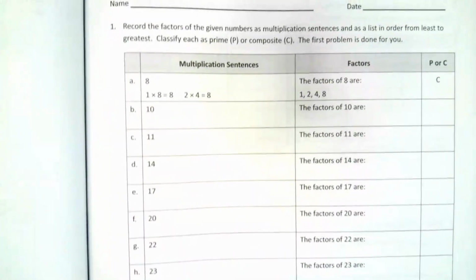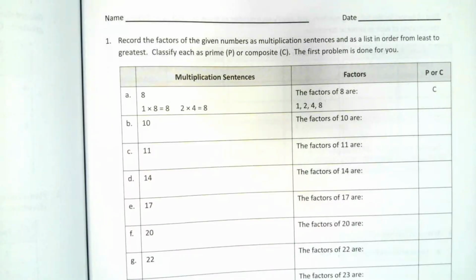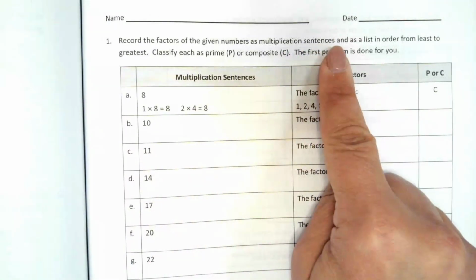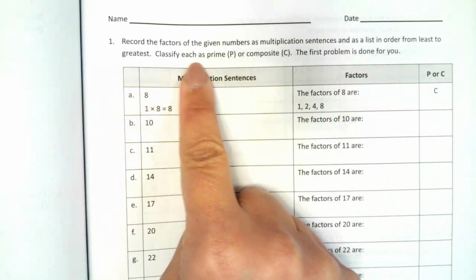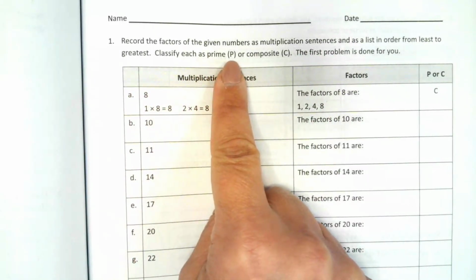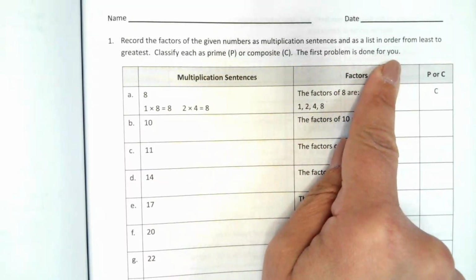Let's work on some homework problems. It says, record the factors of the given numbers as multiplication sentences and as a list in order from least to greatest. Classify each as prime with a P or composite with a C. The first problem is done for you.